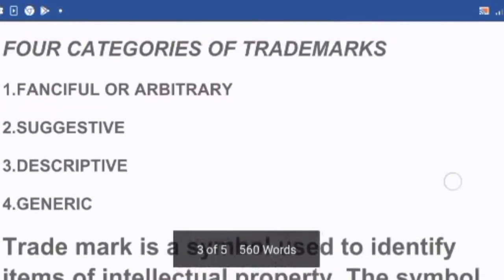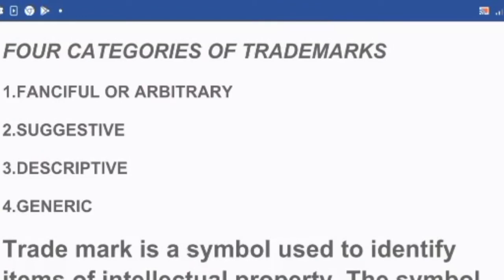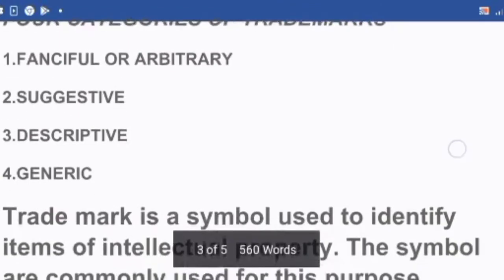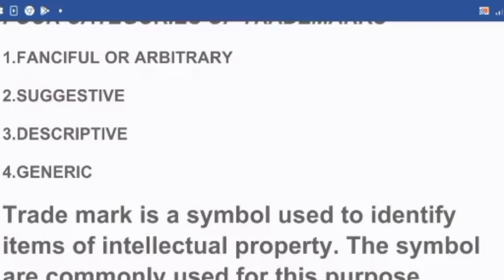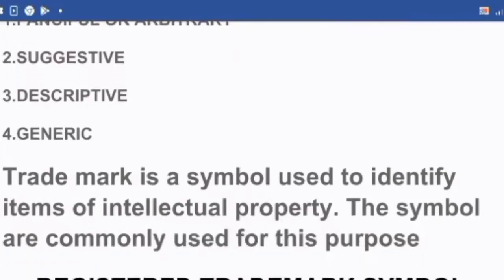And now, there are four categories of trademarks. We have fanciful or arbitrary, suggestive, descriptive, and generic.